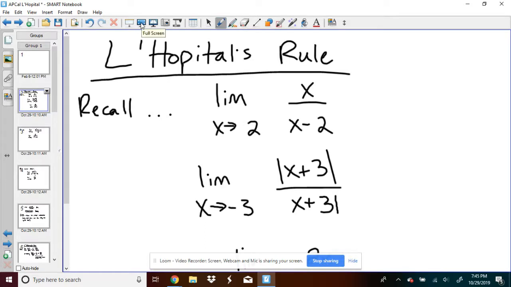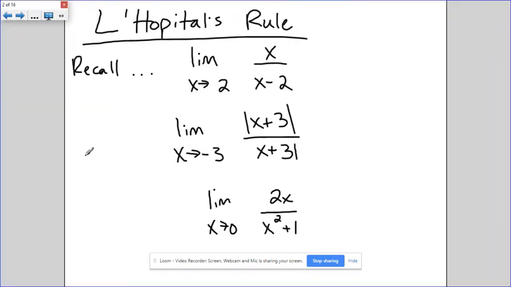Hello, AP Calculus. We're going to talk today about L'Hopital's rule. This is actually a rule that can help us with limits. So just first, I want you to remember some things we've done with limits before.